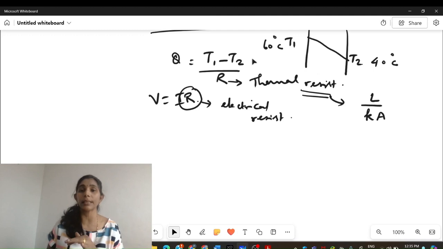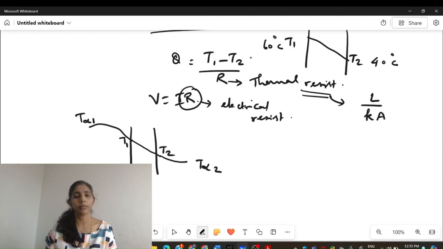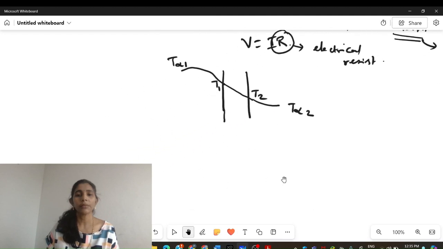What if there are convections on either side of the wall? In such a case, I'm taking the same wall, see here. This is T1 and T2. Now this is exposed to an ambient condition T infinity 2 here. This is T2 here, T1 here, and this is T infinity 1 here. So what does this mean? There is a convection on the left side of the wall as well as on the right side of the wall. Now I can show the resistance existing here, another resistance here, and another resistance here. So this is called the wall resistance. This is called the convection resistance.